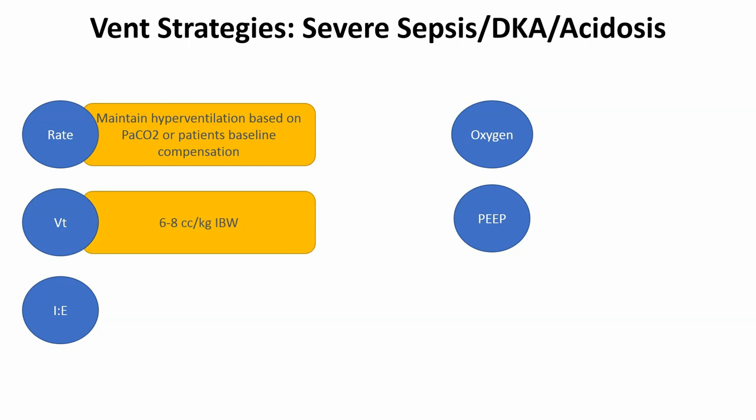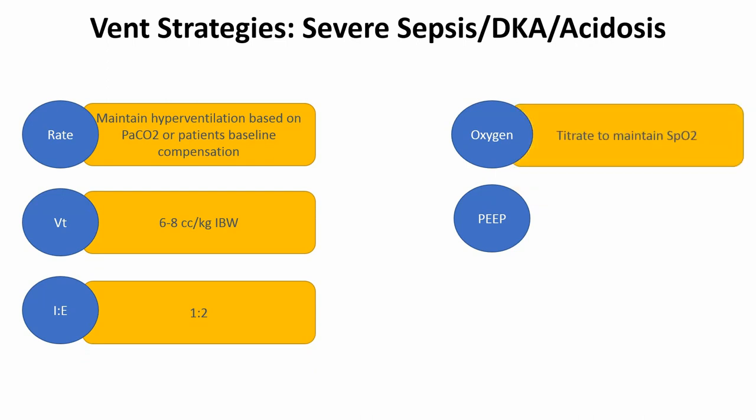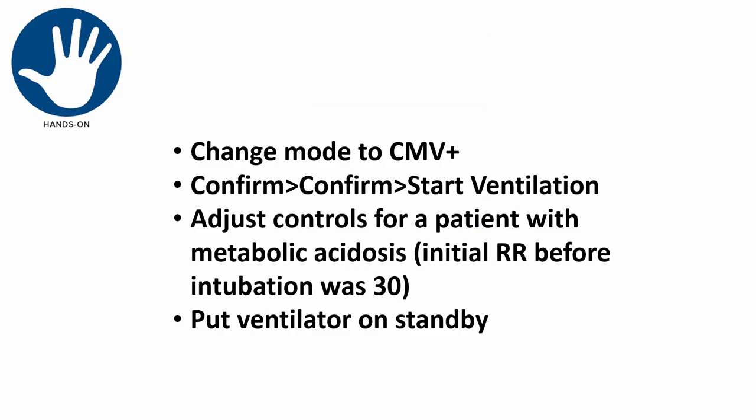Tidal volume is going to be the same for every patient. I to E, 1 to 2, but it doesn't make a whole lot of a difference in them because it's not really a lung problem. It's a metabolic problem. Your FiO2, you're just going to titrate that, and PEEP, probably about 5. So I don't think that we really need to go in the ventilator. You would still just go into CMV, and you would change your respiratory rate for that patient.